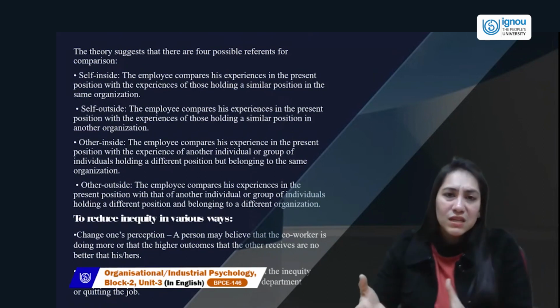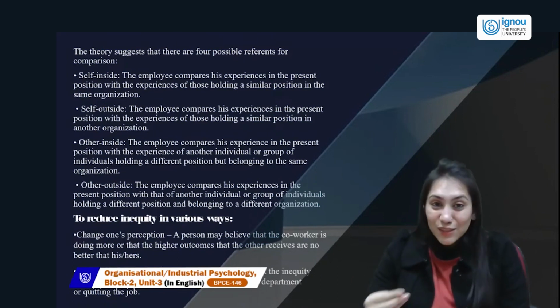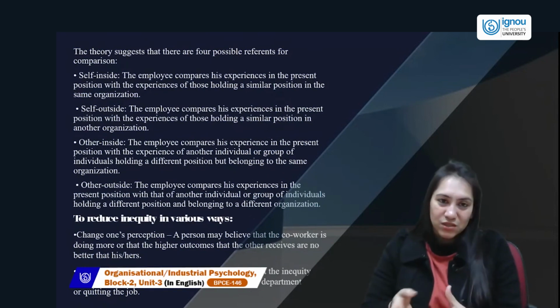So these are some comparison situations which I feel do lead to difficulties in people's minds when they're working for their firms and organizations: are we actually getting fair compensation?